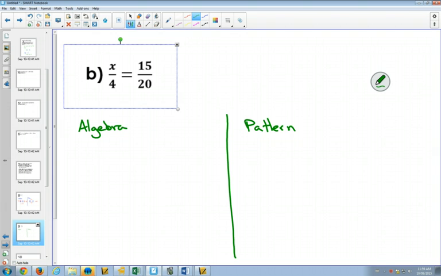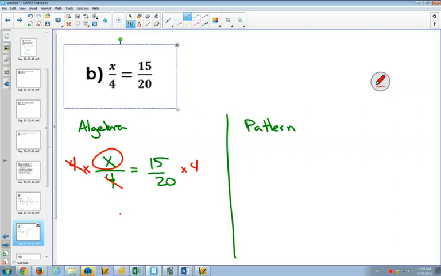All right, for the algebra way, again, we have that x. That's what we want to find out. Right now, our x, which is right here, is being divided by 4. The opposite of dividing by 4 is multiply by 4. And if we do that to one side, we do that to the other side. The 4s will cancel out on this side, and we'll just have x. And when we multiply this out in our calculator, we're going to get 3.